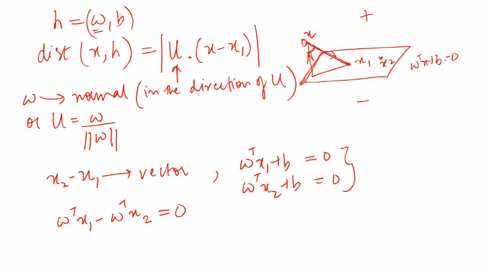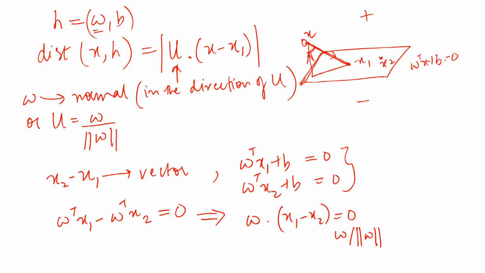And what does that tell me? This implies w dot product x1 minus x2 equals 0. If the dot product of my weights and this vector within the hyperplane is 0, this means w is perpendicular to the hyperplane. Because the dot product of any vector in the hyperplane with w is 0, w is normal to the hyperplane. So w over the norm of w is a unit vector. Okay, so this was some background information, of course.